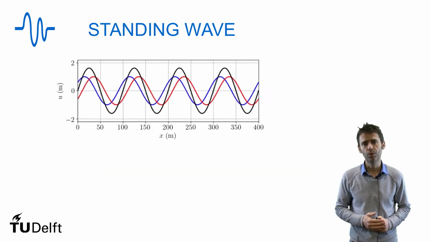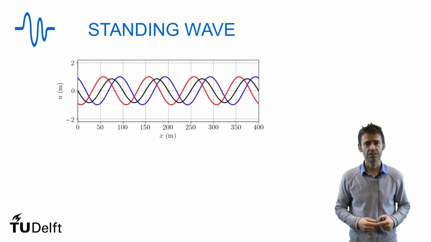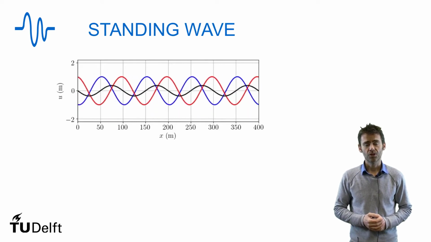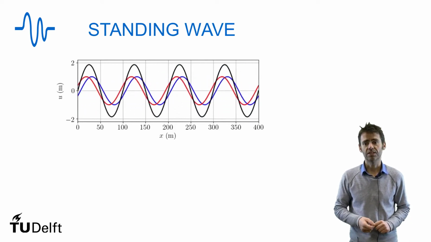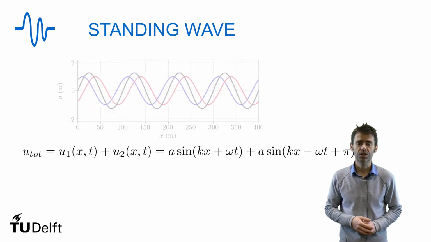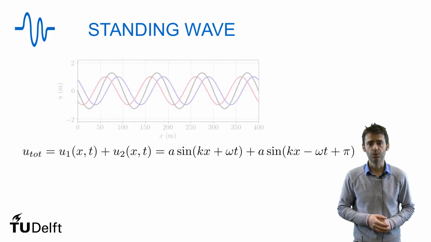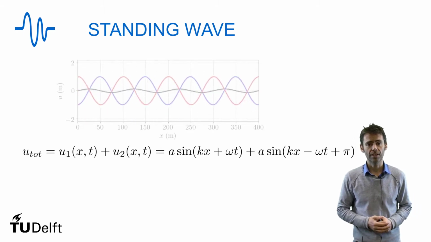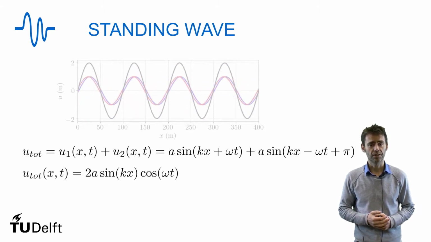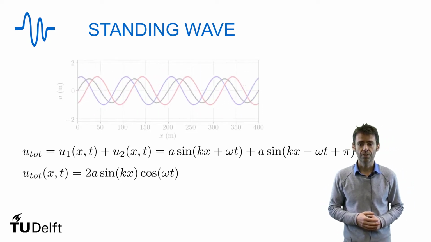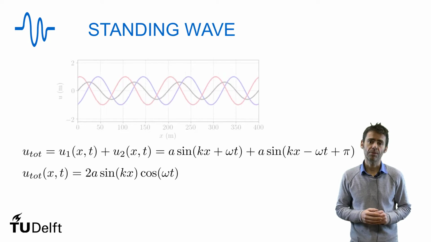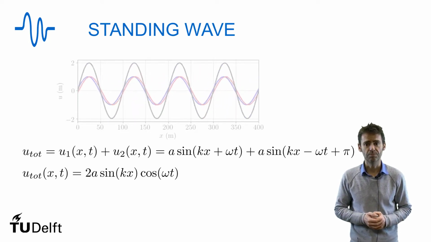Now note that when these 2 waves move in opposite directions and they interfere, the result is a wave pattern that is fixed. So the spatial pattern is fixed, but every point oscillates at frequency omega. In mathematical terms, we can calculate the total amplitude, U total, being the sum of a wave that propagates to the left and a wave that propagates to the right. And if you do the trigonometry right, you see that the total amplitude is equal to 2 times A times sine kx cosine omega t. So the wave is a spatial wave, sine kx, times a temporal wave, cosine omega t.